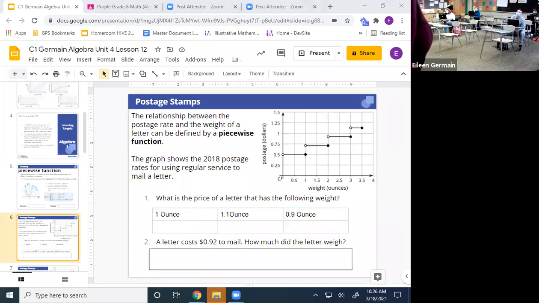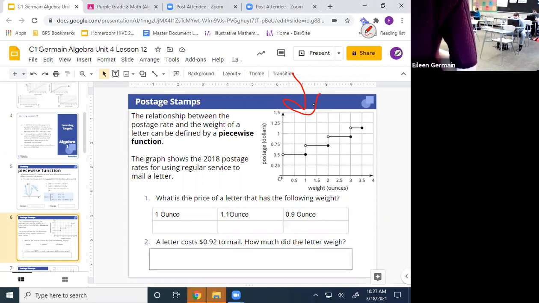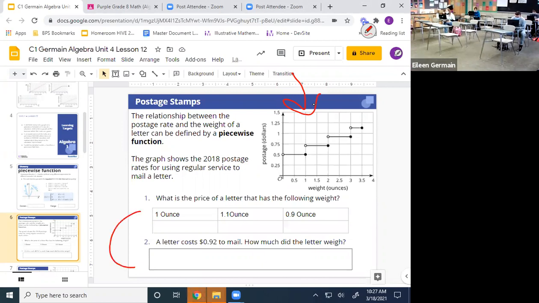I want you to take 1 minute right now to use this graph to determine these 3 prices, remembering what the dots tell us. Take a minute and a half right now to determine these 3 prices. And then if you finish early, you can take a look at number 2.